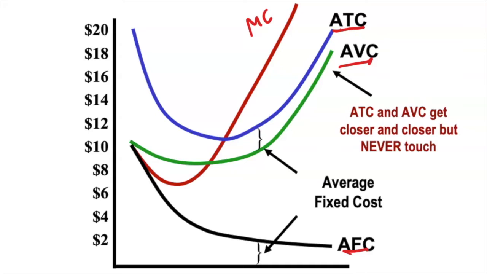In other words, when you're drawing out your average total cost and your average variable cost, you have to make sure that the average variable cost is getting closer and closer and closer to our average total cost. However, they're never going to touch.